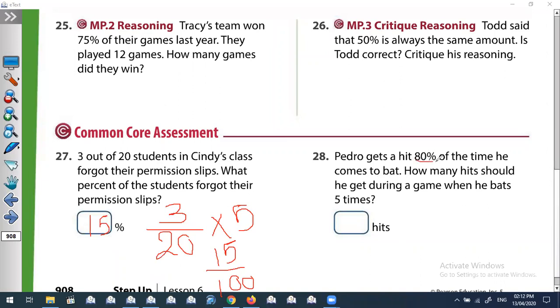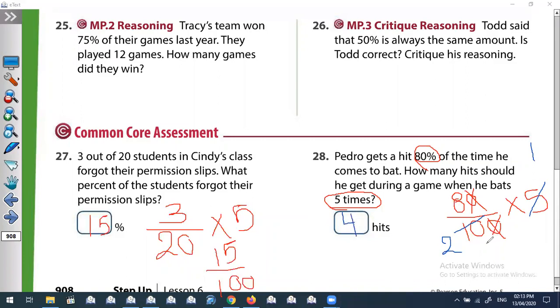Pedro gets a hit 80% of the time. 80% means 80 over 100. You can simplify. Cancel 0 with 0. So now you have 8 over 10. He comes to bat 5 times. How many hits should he get during the game? So I need to multiply 8 over 10 by 5, and simplify. 10 and 5, both of them are in table 5. 5 divided by 5, 1. 10 divided by 5 is 2. Now you have 8 over 2, which is 4.